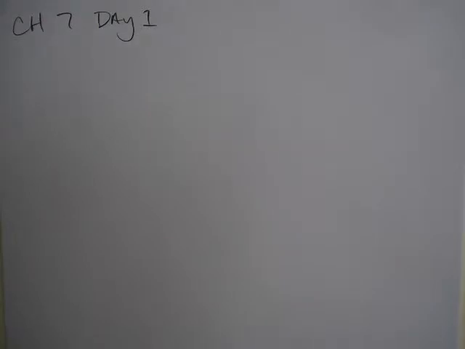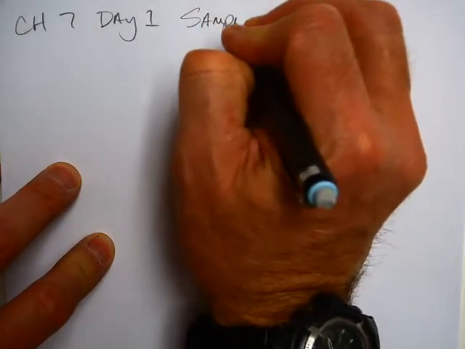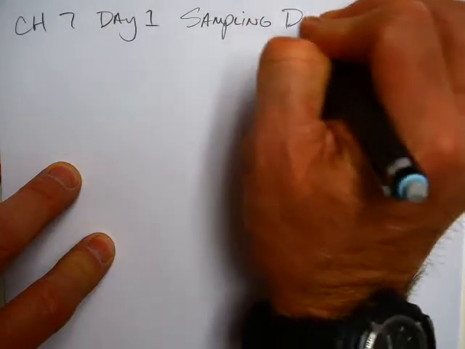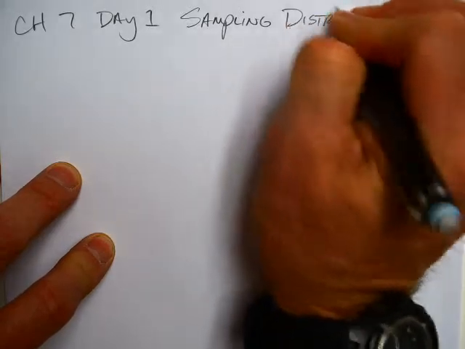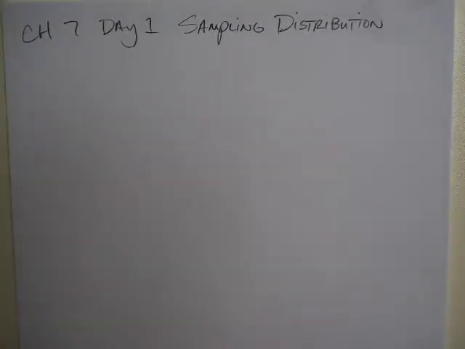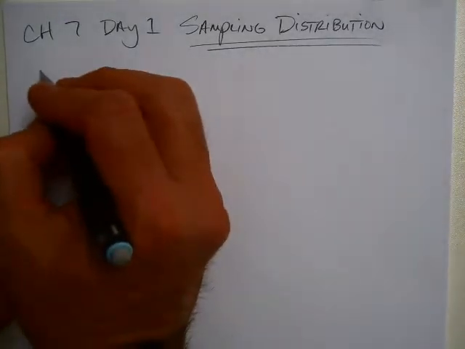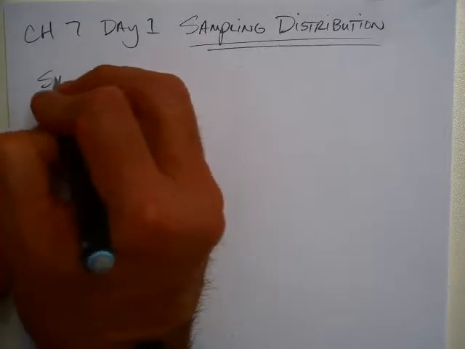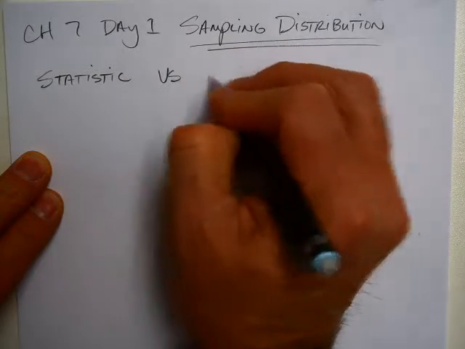We're going to introduce a concept today that you already understand, I think, I hope. It's called a sampling distribution. So we're talking about sampling distributions for much of this chapter. One of the things that's introduced finally in Chapter 7 is something that we've been talking about for a while, and that's a statistic versus a parameter.